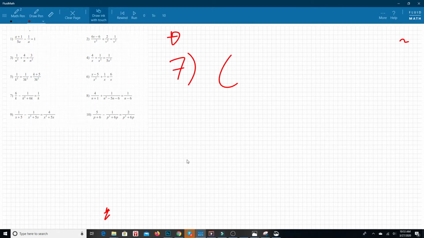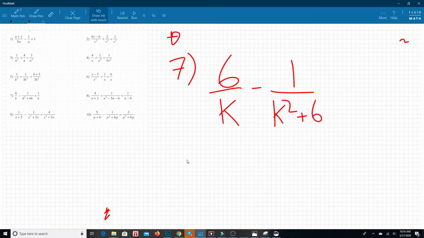Question 7 says 6 over k minus 1 over k squared plus 6k equals 1 over k. Wow, this one's going to be a hard one. In this case, we're going to need a term that can go into all of these. So in this case, it's still going to be k squared plus 6k. Right? You guys see that?